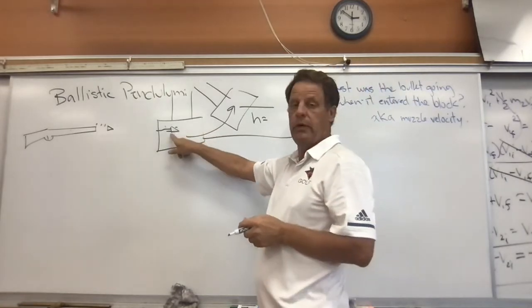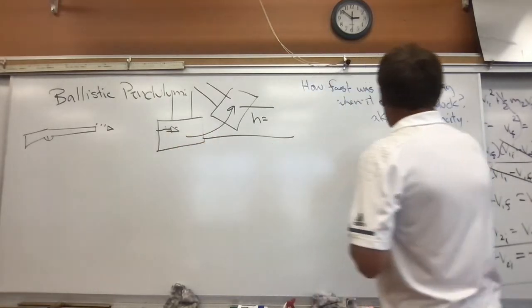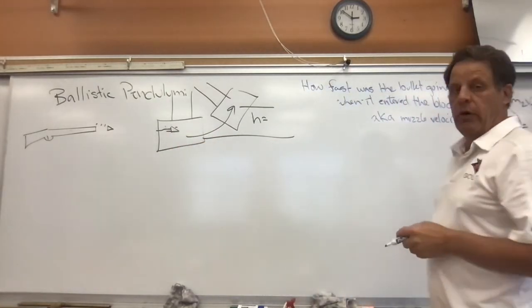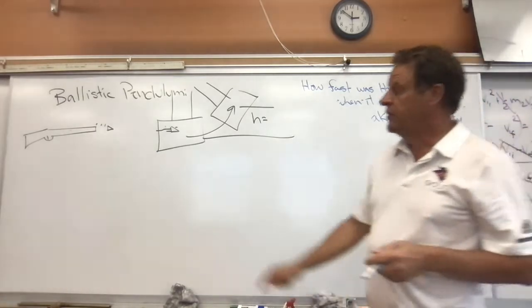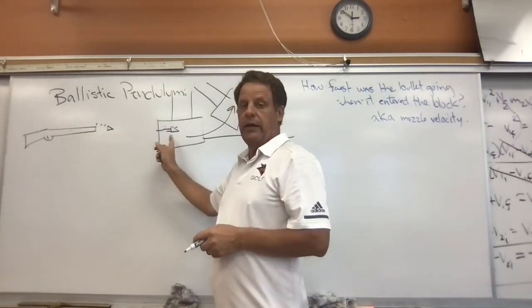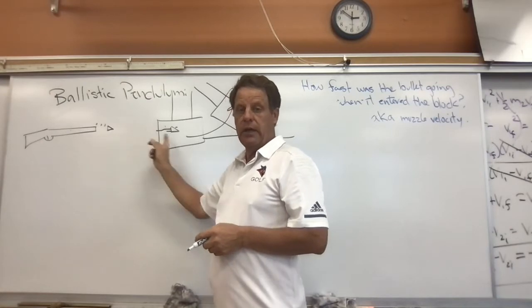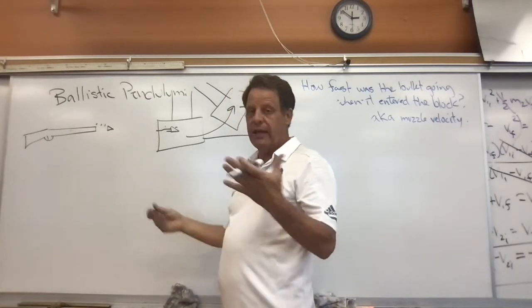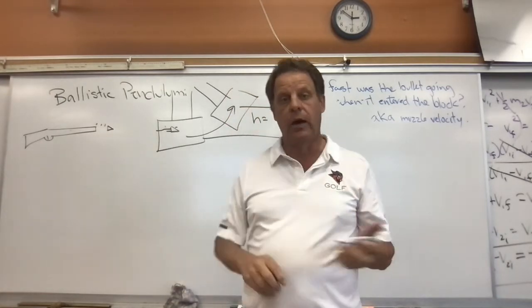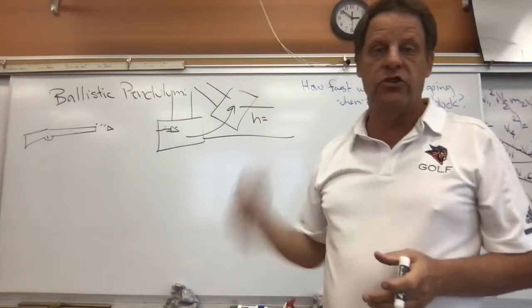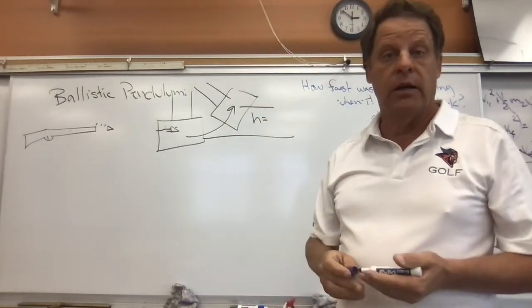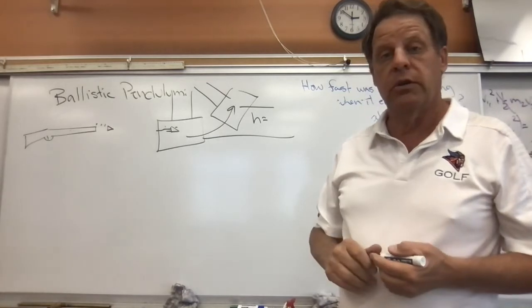How fast was it going right here? Which is also known as the muzzle velocity, because it's not going to lose a lot of velocity between where it leaves the gun and enters the block. That's the old school way they did it. Now they just use a rangefinder, like a radar gun, and then it can be determined right away.